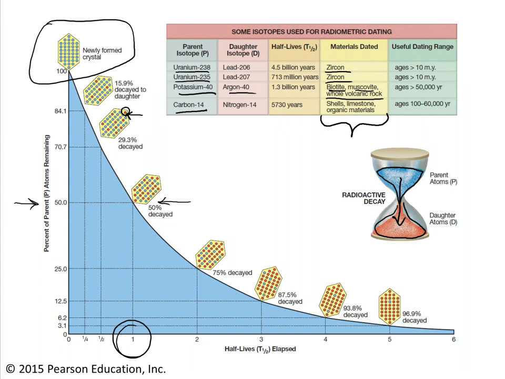One half-life of uranium-238 is worth 4.5 billion years, whereas one half-life of uranium-235 is worth only 713 million years. In other words, uranium-235 is far less stable than uranium-238. It falls apart more rapidly.